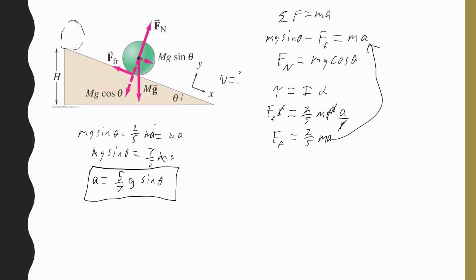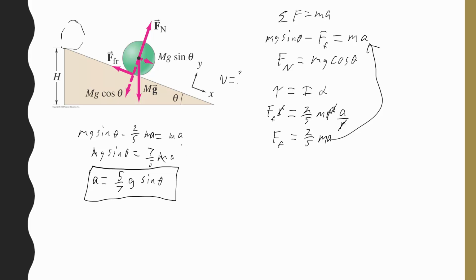This is true for all spheres rolling down ramps if there's friction. You might remember a box sliding down a frictionless ramp, the acceleration is g sine theta, so the fact that it now needs to rotate will slow it down a little bit.